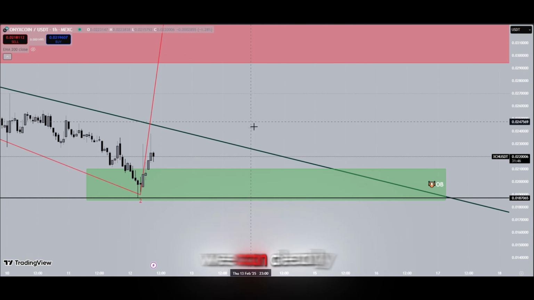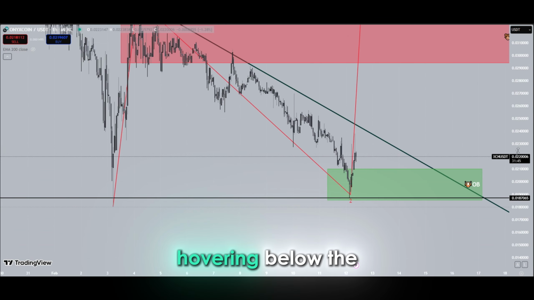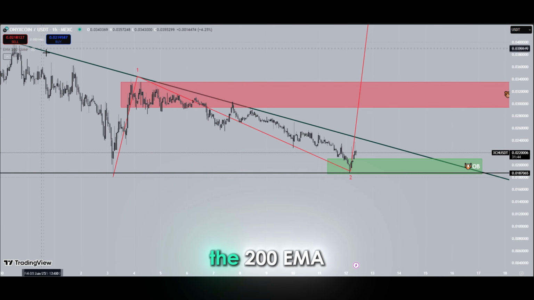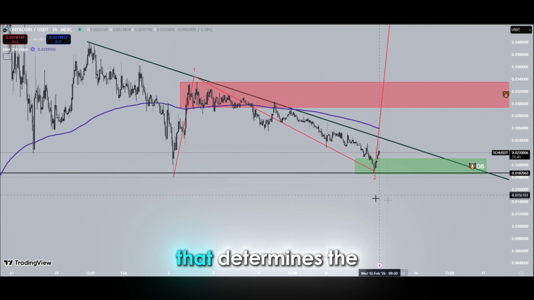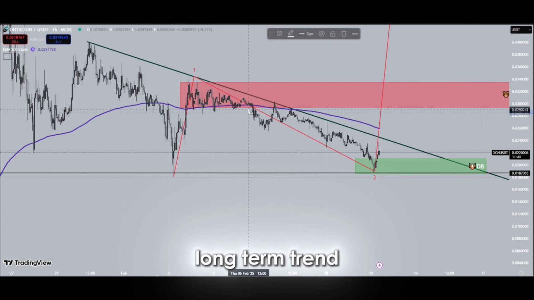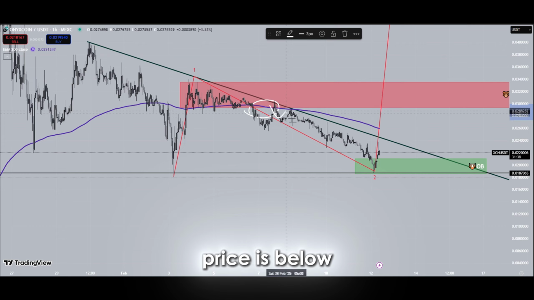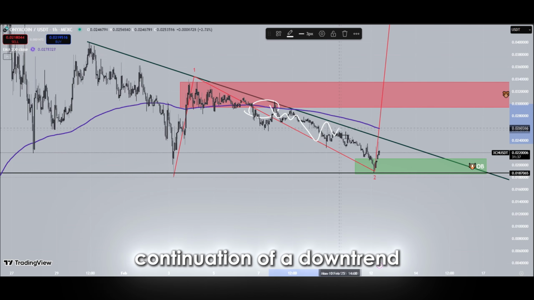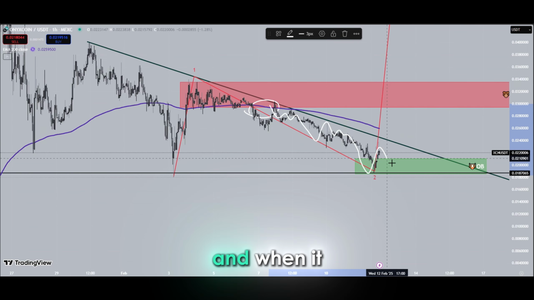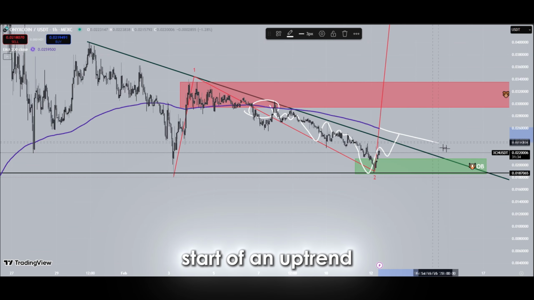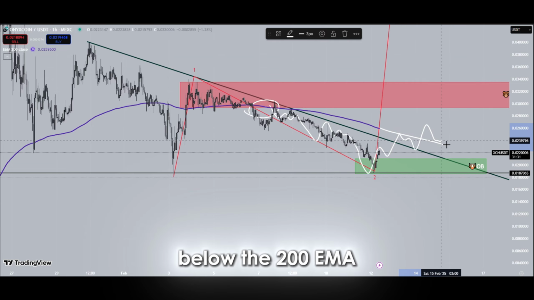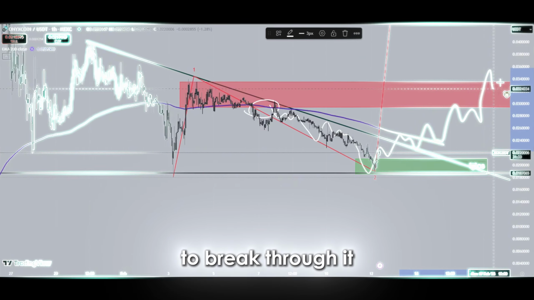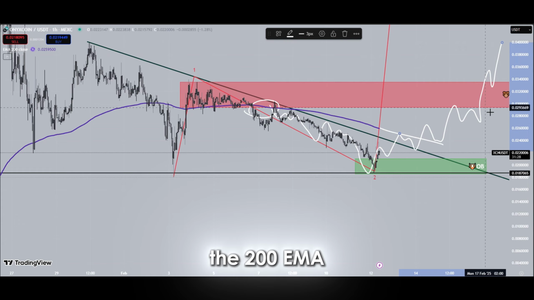Looking at the price action, we can clearly see that it is currently hovering below the 200 EMA. The 200 EMA is considered a very important technical indicator that determines the direction of the long-term trend. Usually, when the price is below this level, it indicates the continuation of a downtrend, and when it is above it, it indicates the start of an uptrend. Currently, the price is stuck just below the 200 EMA and is trying to break through it. If the price moves strongly above the 200 EMA, the uptrend will start in the medium term.